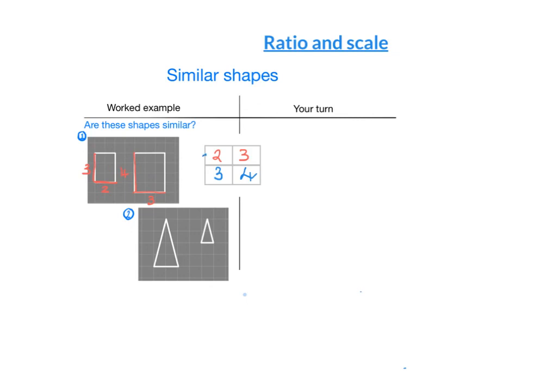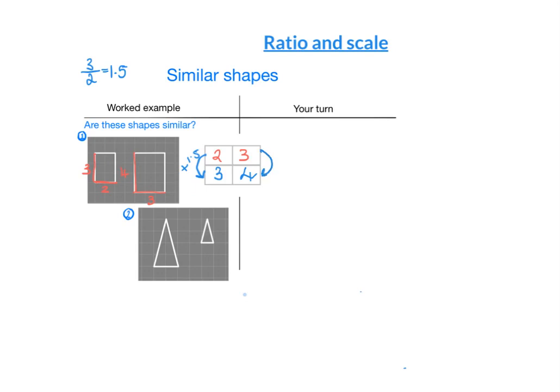So I'm trying to work out what have I multiplied 2 by to get 3. And in order to work that out, I will do 3 divided by 2. I'll do it over here. 3 divided by 2. Well, I know that 3 divided by 2 is the same as half of 3, which is 1.5. So I've times one length by 1.5 to get the second length.